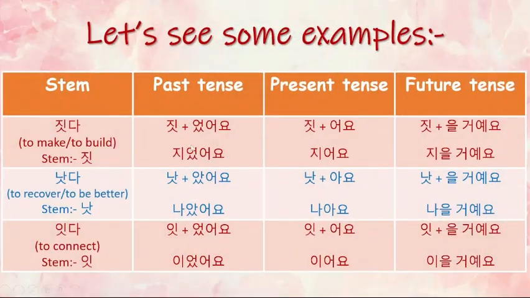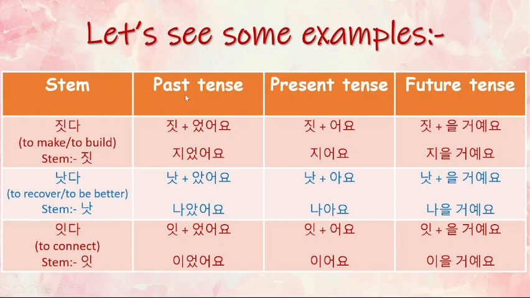Let me tell you one thing, that the examples that I have taken over here, these verbs or adjectives, I have conjugated them in the past, present and future tense in the informal form, so that it becomes easy for you to understand the rule of conjugation. Okay, first one is the verb 치다, which means to make or to build. Now if you notice the verb stem, it ends in 시읒.